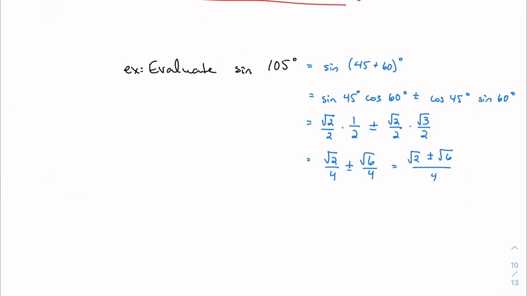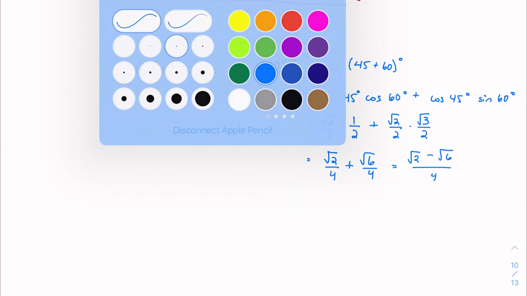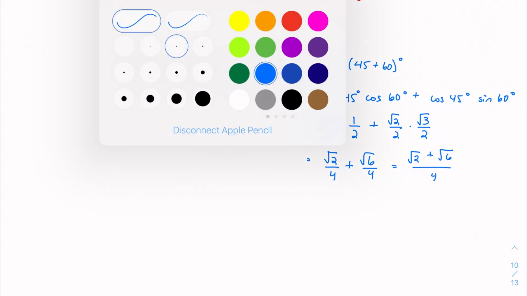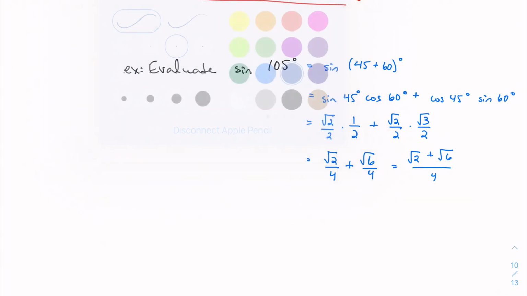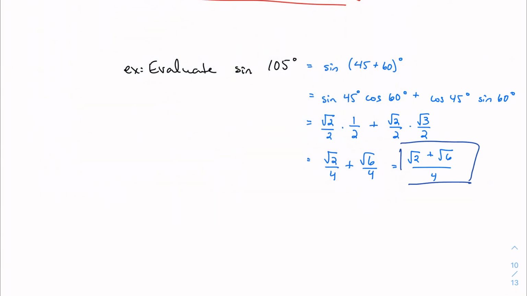Sorry, all of this should just be plus. Remember that I can't combine underneath a radical under addition. So that stays this way. It does not become root 8 over 4. It stays just like that.